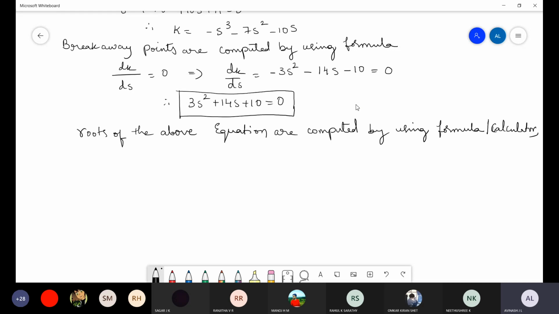So by using the calculator, when you get the answer, you'll get s equal to minus 0.8 and s equal to minus 3.78. So these two values you are going to get. Okay, you can make a note of this one and you can check it also. Yes, please tell me.